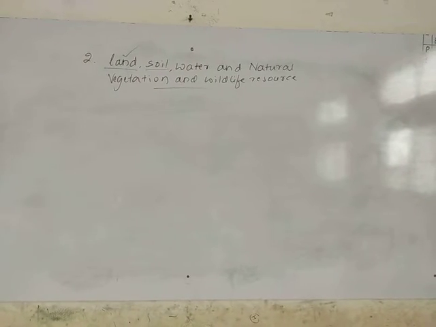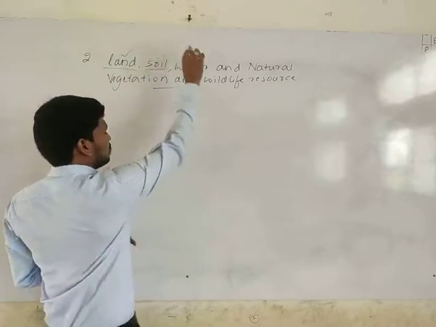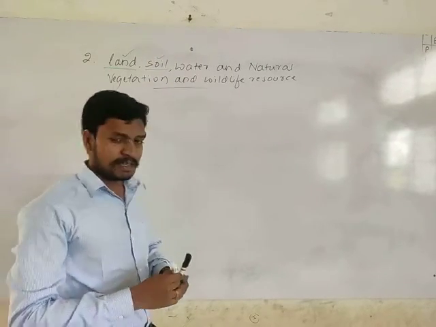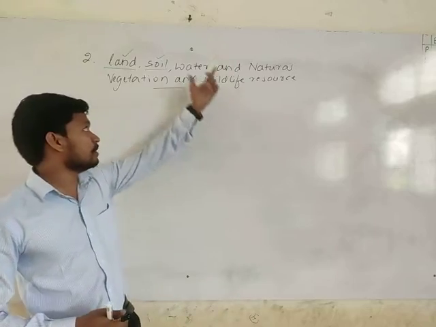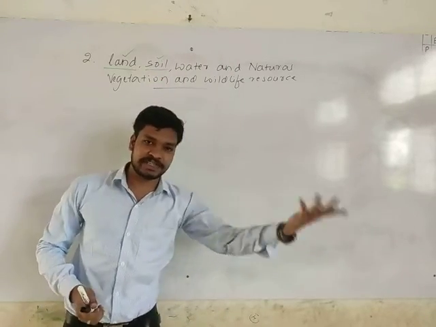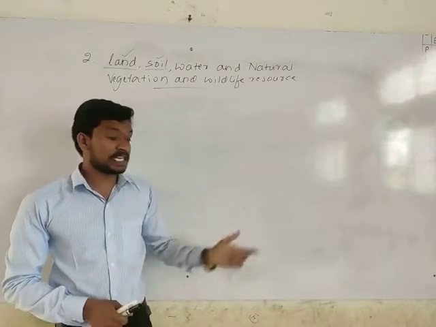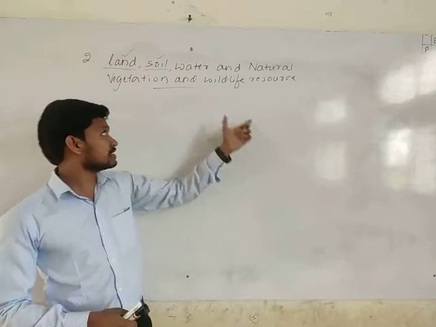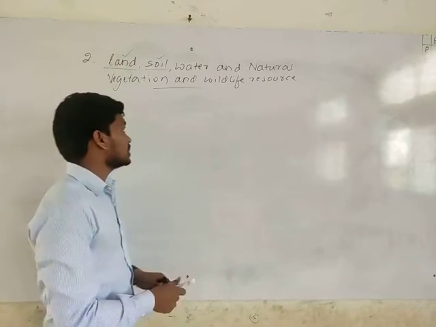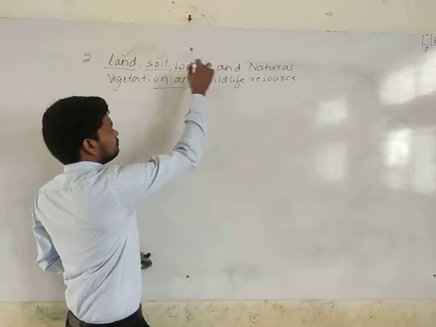So about the second concept, we discussed the meaning and definition of soil and soil profile, and the factors of soil formation. Then we discussed soil degradation and conservation of the soil, and the conservation measures of the soil also. So that's what we discussed about the two concepts. Now we go for the water.